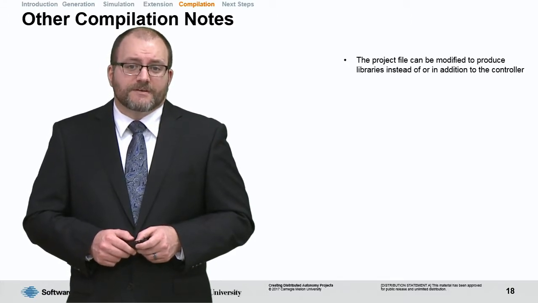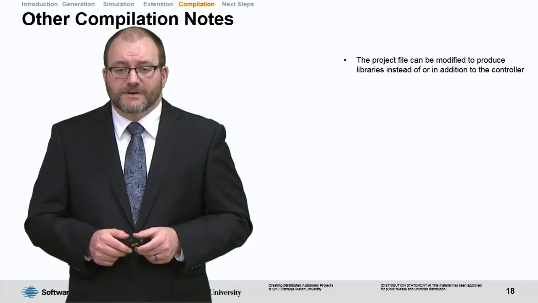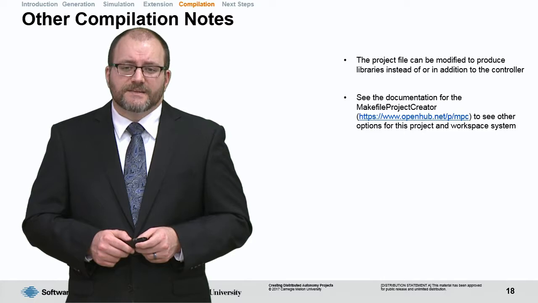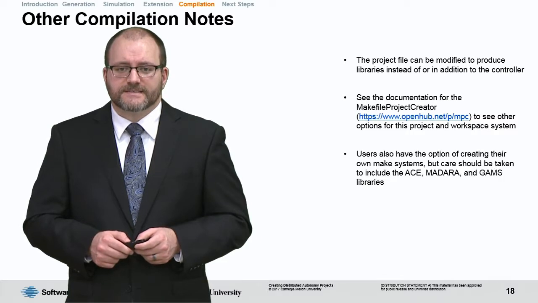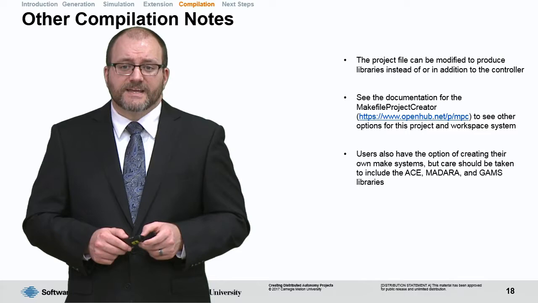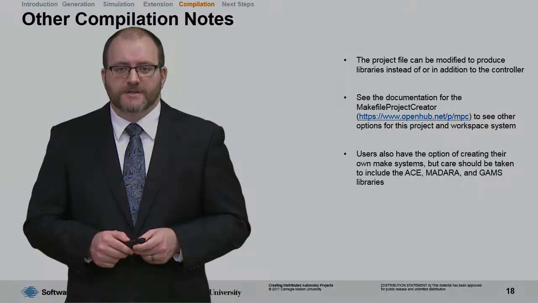Other notes on compilation. The project file can be modified to produce not only the custom controller that we default generate, but also your own libraries if you want to make a new library to include in other custom controllers. See the documentation for the Makefile Project Creator to see how to modify this file and workspace system for your own project needs. Users also have the option of creating their own make systems, but care should be taken to also include the ACE, Madara, and GAMS libraries if you want to use them in your project.